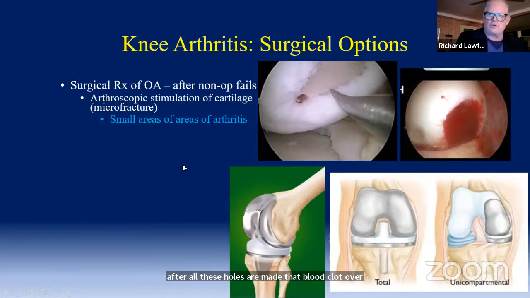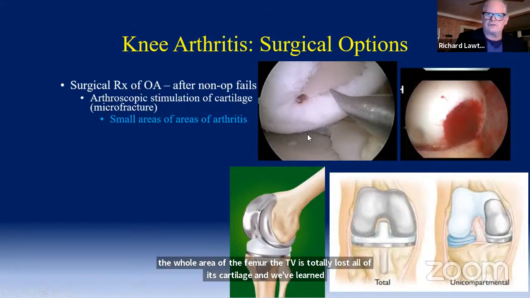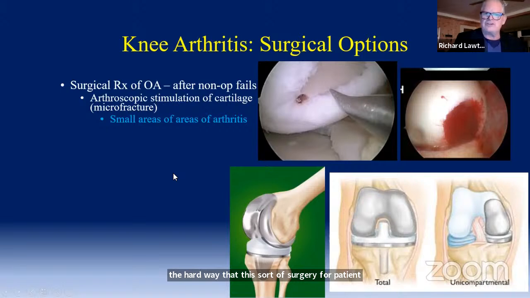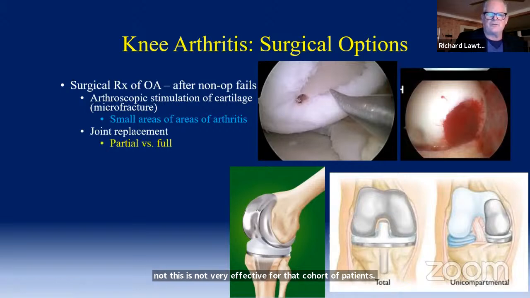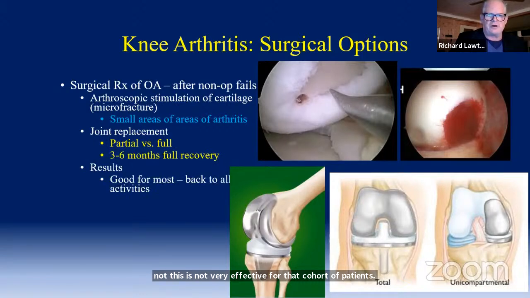We know that that surgery works well for patients who have small areas of arthritis involvement in their knee, which is not common. Most patients who have arthritis, the whole area of the femur and the tibia has totally lost all of its cartilage. And we've learned the hard way that this surgery is not very effective for patients who have experienced broad swaths of cartilage loss. Those patients, as we mentioned before, can undergo a partial or a full knee replacement and experience a good outcome.